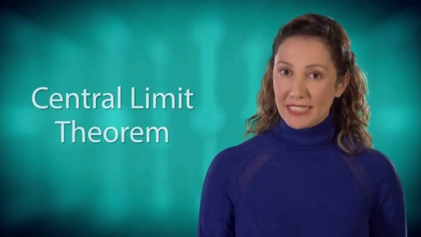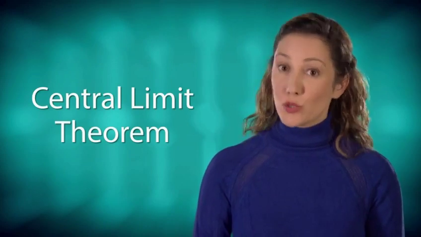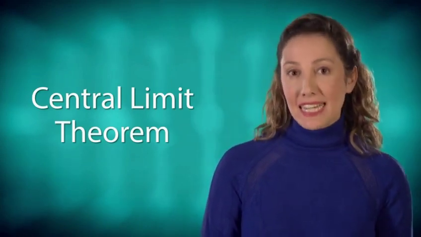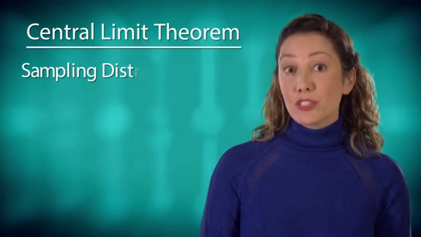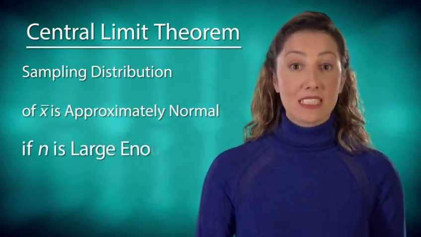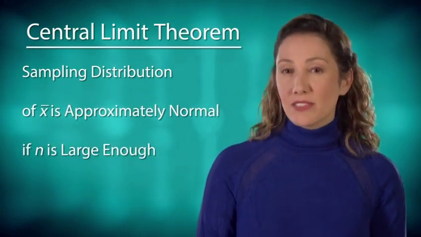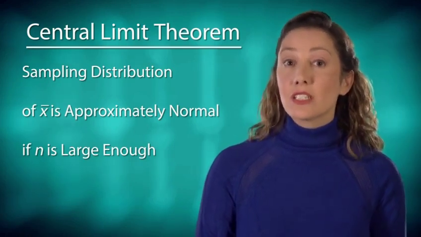What we've uncovered here is one of the most powerful tools statisticians possess, called the central limit theorem. This states that regardless of the shape of the population distribution, the sampling distribution of the sample mean will be approximately normal if the sample size is large enough. It's because of the central limit theorem that statisticians can generalize from sample data to the larger population. We'll be seeing how that can be useful in later modules about confidence intervals and significance tests.